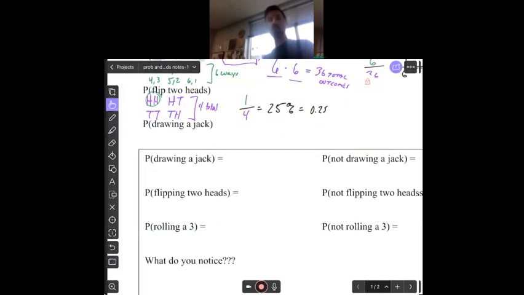So if we want to draw a jack out of a deck of cards, how many jacks are there in a deck of cards? 4. So it's 4 jacks. How many total cards are there in a deck? Yeah, about 52.